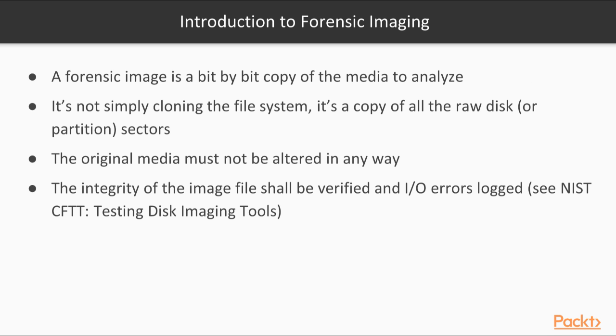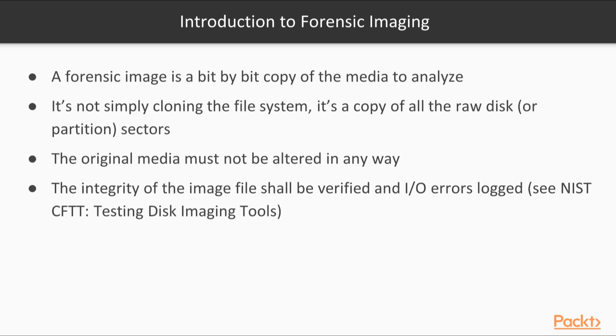Technically speaking, a forensic image is a bit-by-bit copy of the media to acquire. It differs from a simple clone of the file system as it's a copy of all the raw sectors of the disk or partition. When acquiring an image, it must be ensured that no writes are made at all to the original media. Moreover, we must use cryptographic hashing to verify the integrity of the image, and any input-output errors must be logged, as prescribed by the NIST Computer Forensic Tool Testing Program.